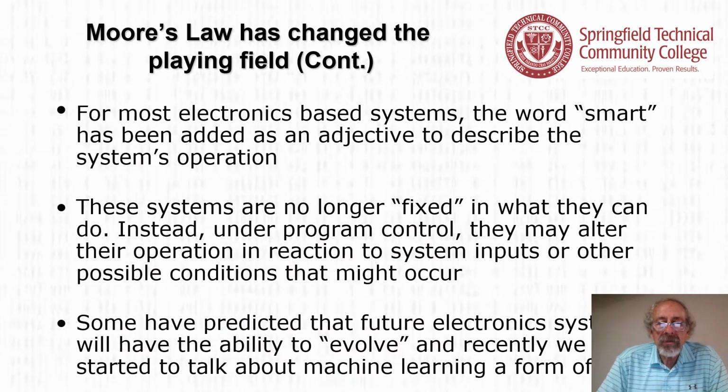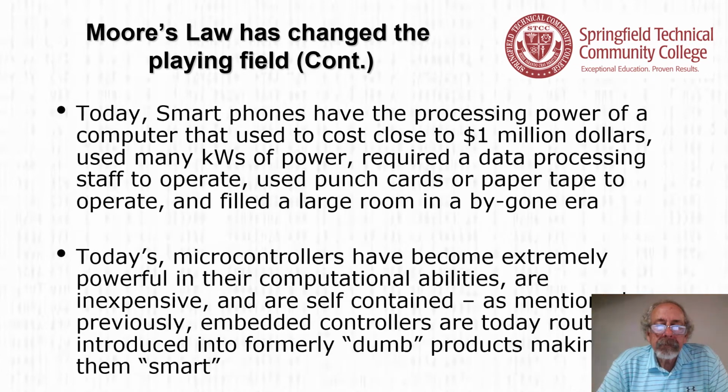So Moore's Law has changed the playing field, obviously. For most electronics-based systems, the word smart has been added as an adjective to describe the system's operation. These systems are no longer fixed in what they can do. Instead, under program control, they may alter their operation in reaction to system inputs or other possible conditions that might occur. Some have predicted that future electronic systems will have the ability to evolve. And recently we have started to talk about machine learning, a form of AI.